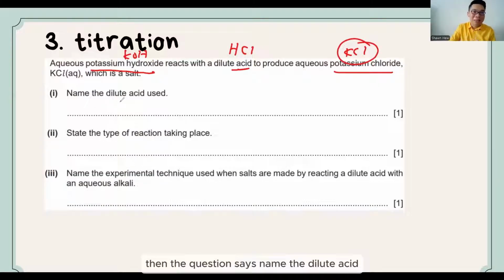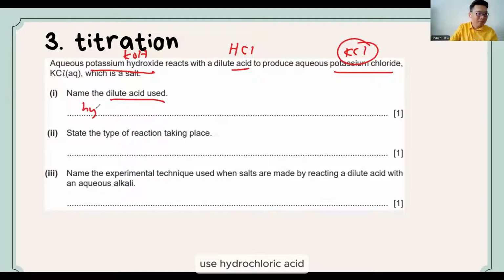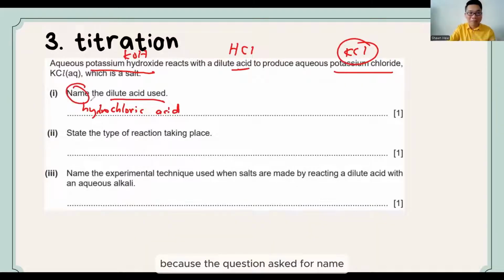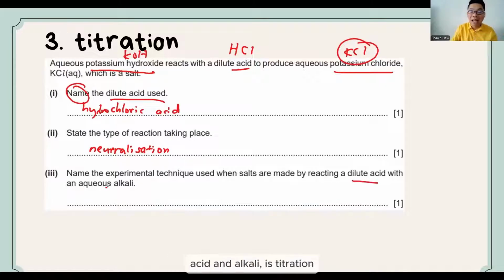Then the question says, name the dilute acid used: hydrochloric acid. You must write the name because the question asks for the name. Then state the type of reaction taking place, so it's just neutralization. Next, name the experimental technique used when salts are made by reacting acid and alkali: it is titration.